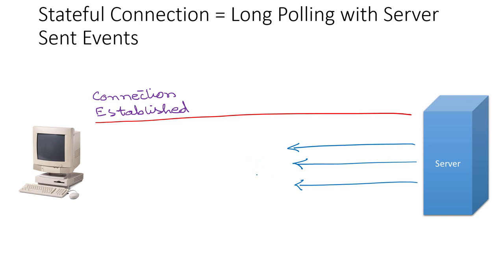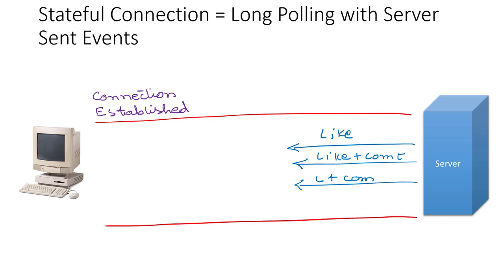So once you have a stateful connection, it is helpful in sending frequent responses to the client, as in this case. We have a like here, for example, this is a like, this is a like plus comment, and also this is a like plus comment. If the server wants to close the connection, that can be done easily by the server at any point of time, and the server can say, okay, that's it, I want to disconnect, and here you can close the connection.